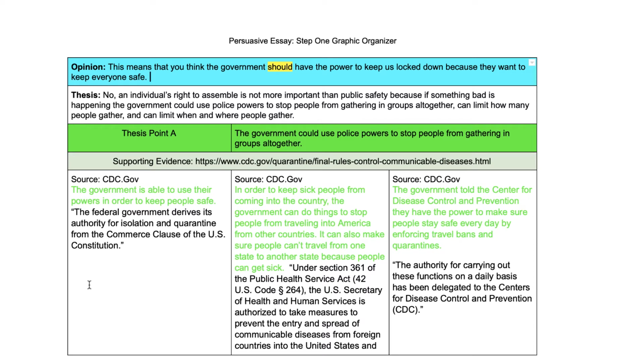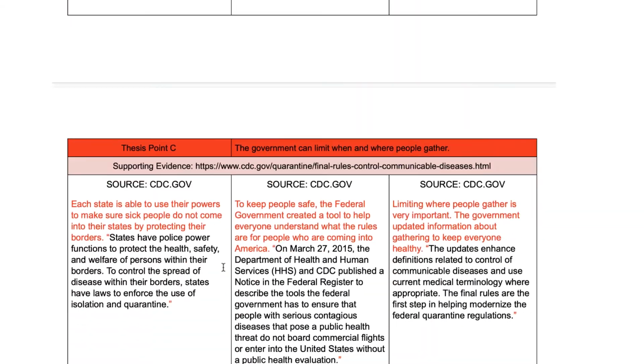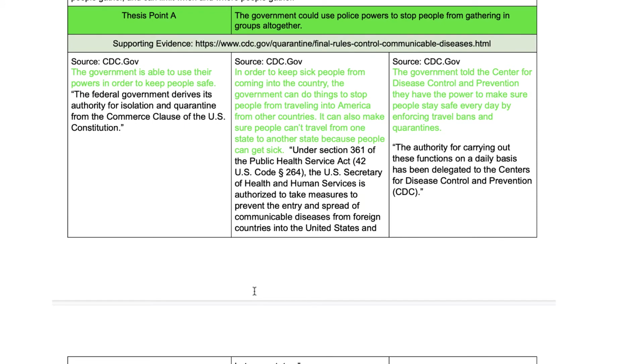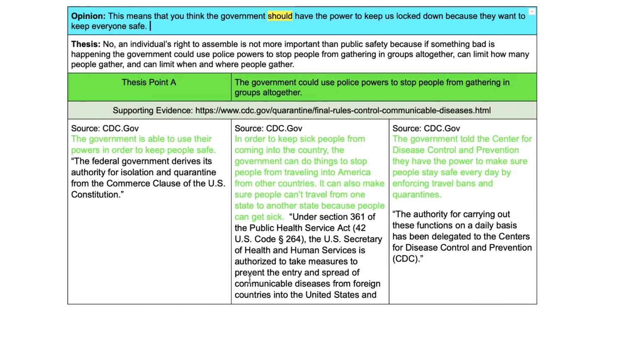So your thesis has 3 components: point A, point B, and point C. I broke it down so that each point is in a box. Nice and easy. Or at least it's easy for me because it's how my brain works, very visually and with color. So for thesis point A, the government could use police powers to stop people from gathering in groups altogether. That's what you think that supports your opinion.